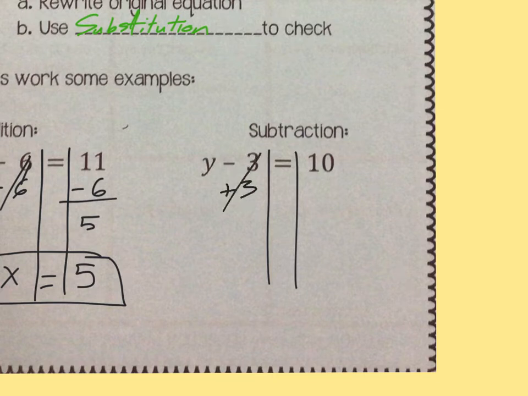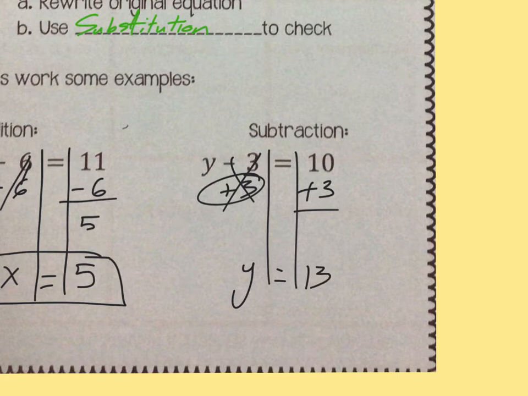Negative 3 plus 3, there is nothing left there except for the variable. Bring down my equal sign. And because I added 3 here, I'm going to add 3 here, and I am left with 13. Put a box around it.